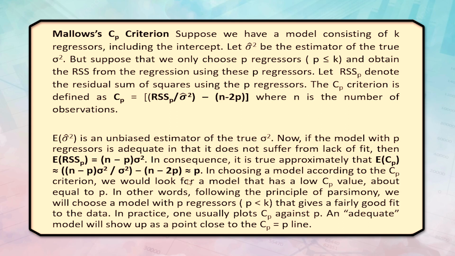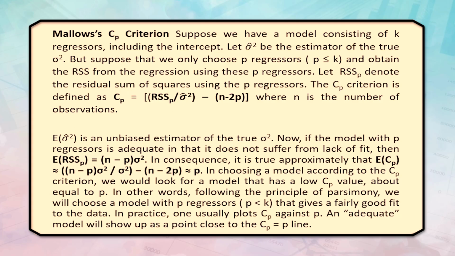So, those models which give expected Cp very close to p, that particular model or those few models, are said to be the models which we choose. So, if we plot it as a line, then we choose those models where Cp is close to p. An adequate model will show up as a point close to the Cp equals p line.